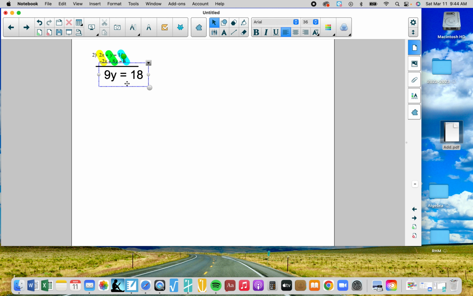So notice our variables have canceled. We're left with only one variable. When we have only one variable, we can isolate it and solve it. So we're going to divide both sides by 9.